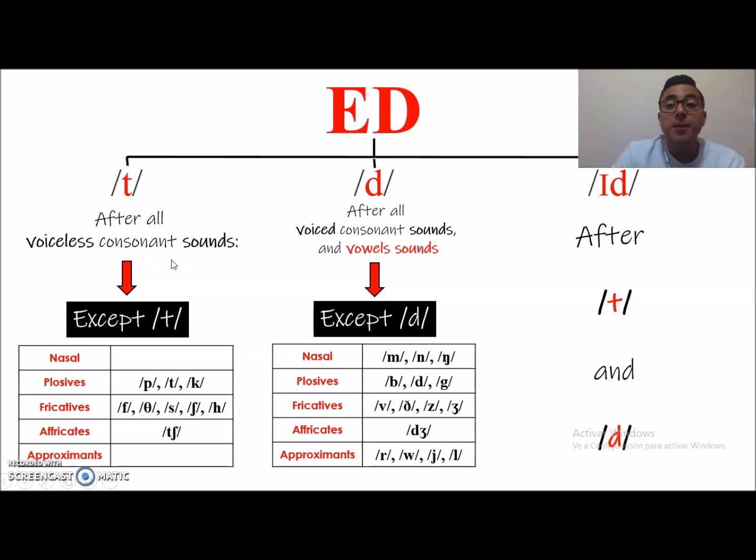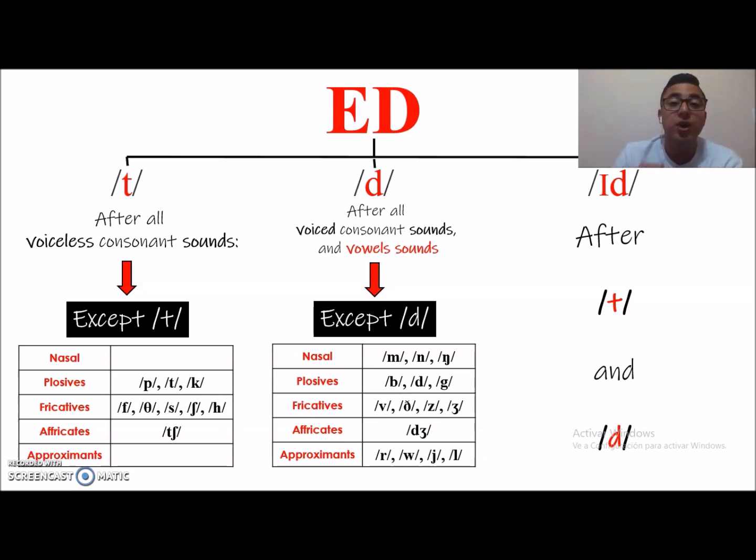There is only one exception with the T sound, and it's the T, of course, and you're going to see why when I explain rule number 3. So it means that all the consonant sounds that are voiceless, which are this one, except from plosive, and then fricative, and affricate, j. All of them are going to be pronounced with T, like that.